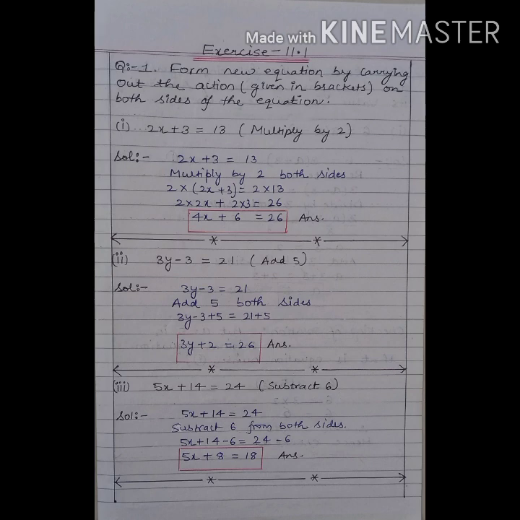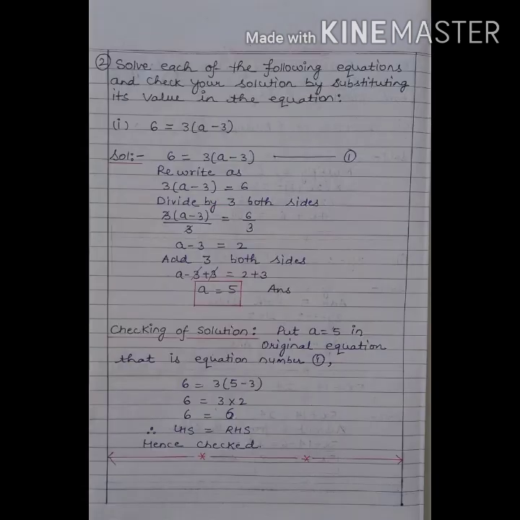So therefore, after multiplying the given equation by 2, the final answer will be 4x + 6 = 26. In the same way, we can solve the other parts of this question. The second part and third part are given here, and we can solve the rest of the parts. Now we will understand how to find the solution and how to check the solution. For this, we will consider question number 2.